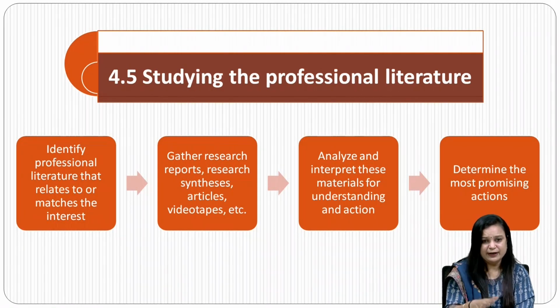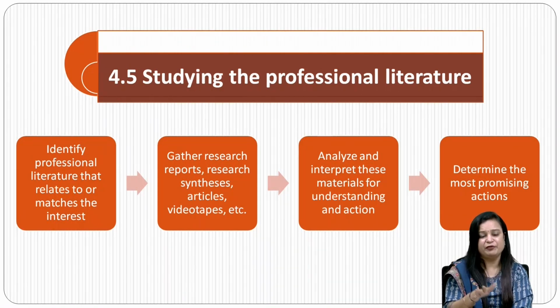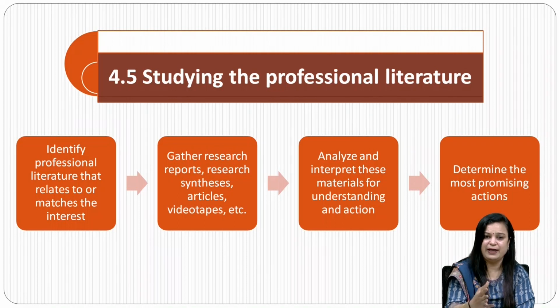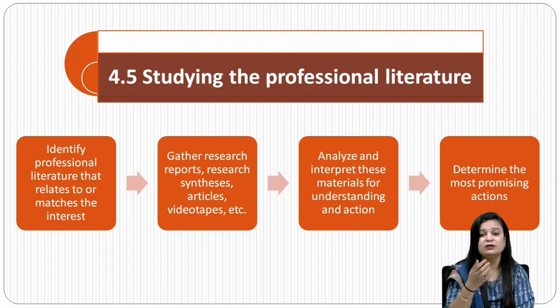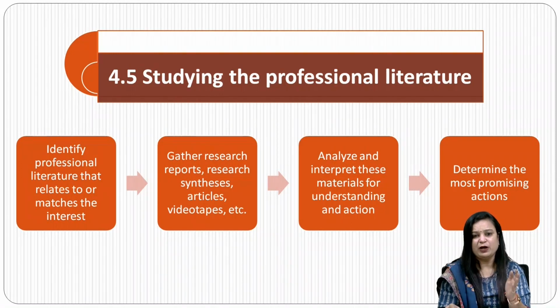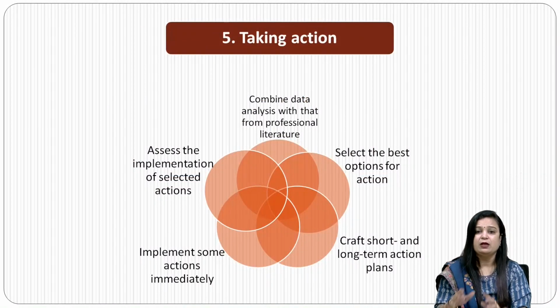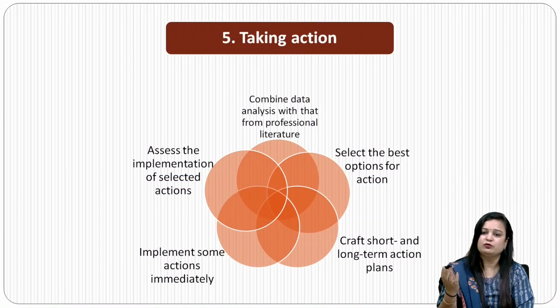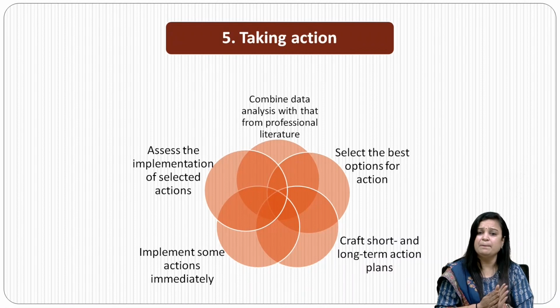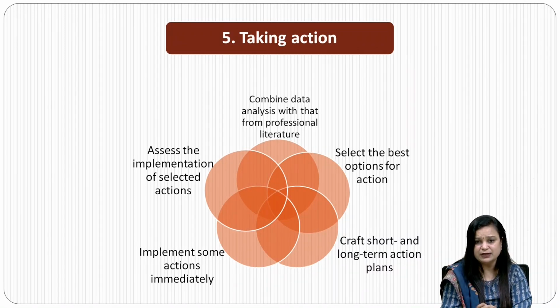So literature is very much important. Professional literature in the case of action research matters more, because you are implementing, you are trying, you are making your stakeholders do something, you are making them learn to do something. So you have to work with studying the professional literature. Now, how to take action? Combine data analysis with the professional literature, which we already discussed. Select the best options for action.